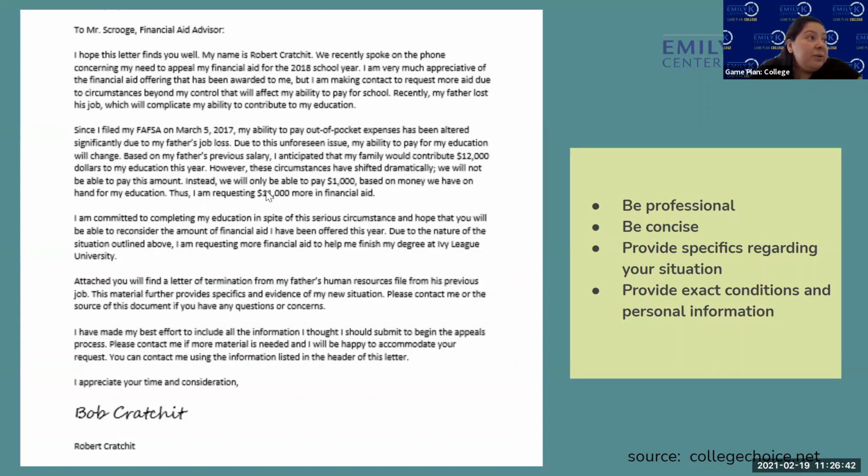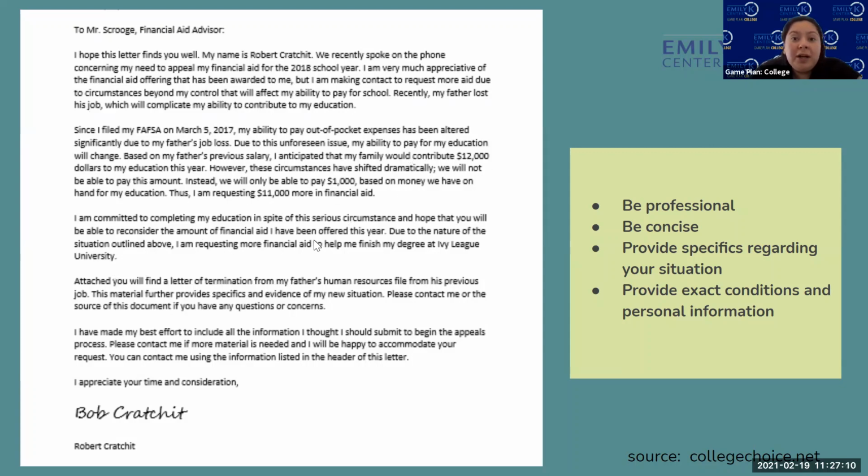However, now we will only be able to pay $1,000 per year, based on the money we have on hand for my education. Thus, I am requesting $11,000 more in financial aid. So what this student did very well is gave specifics, and even was specific at how much they are requesting. Then you could include, if you wanted to, that I'm committed to completing my education, but I would say you could even just leave it at that.